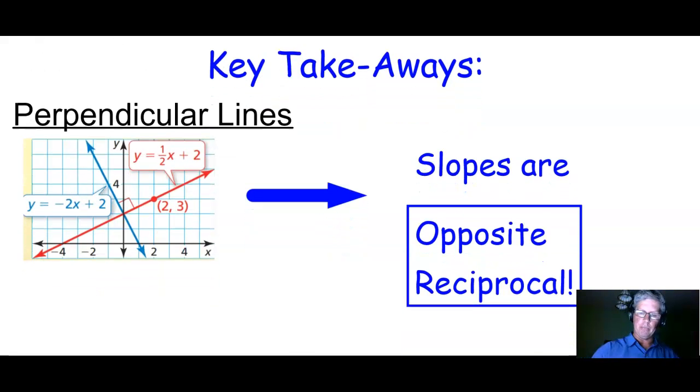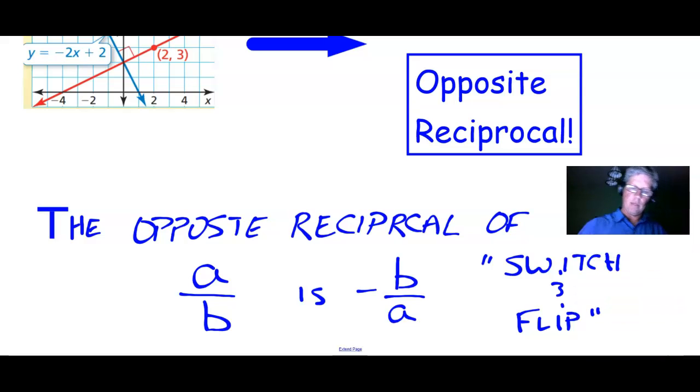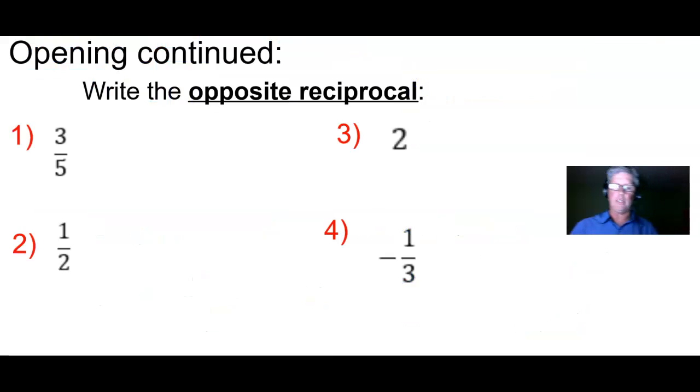Basically what an opposite reciprocal is: if you have a slope of m equal to A over B, then all you do is take that A and B, you switch them, and you flip the sign. If it's positive, we go to negative. If this was negative, we go to positive. That's it.